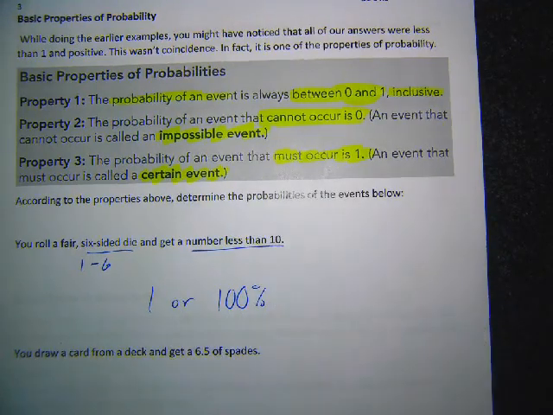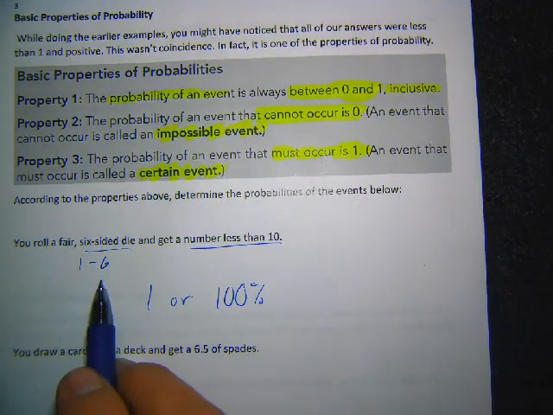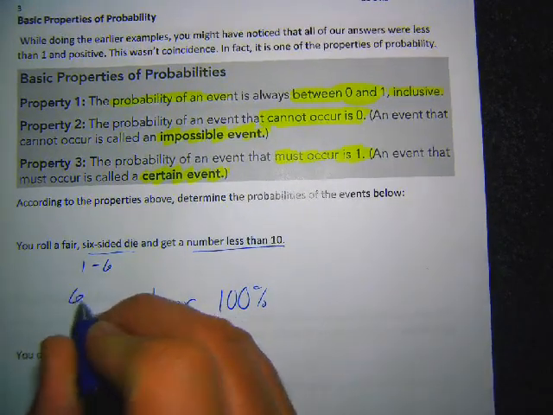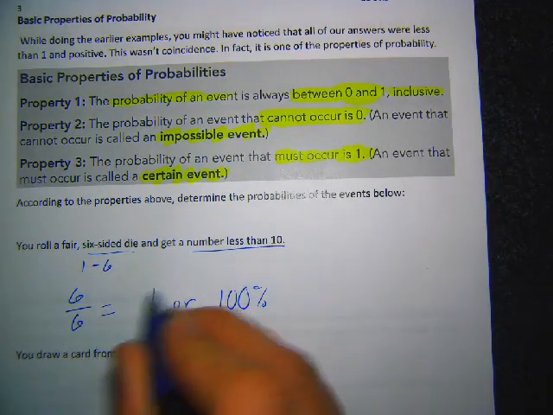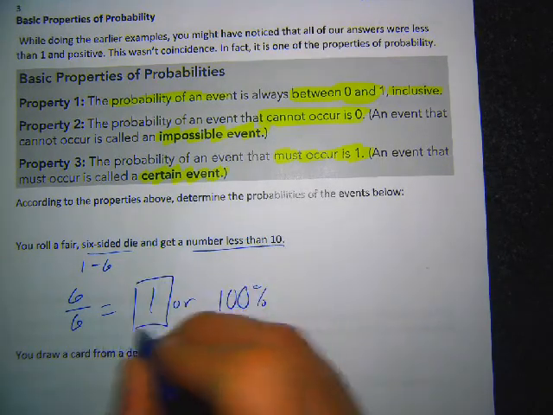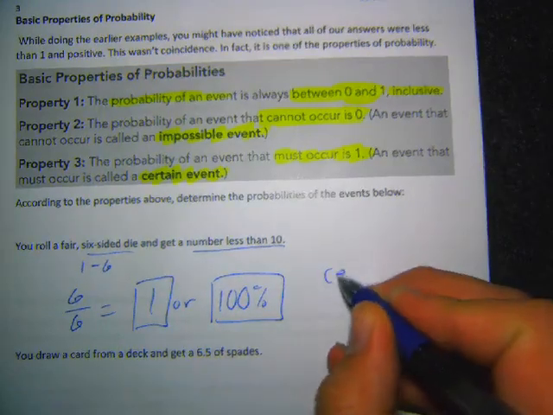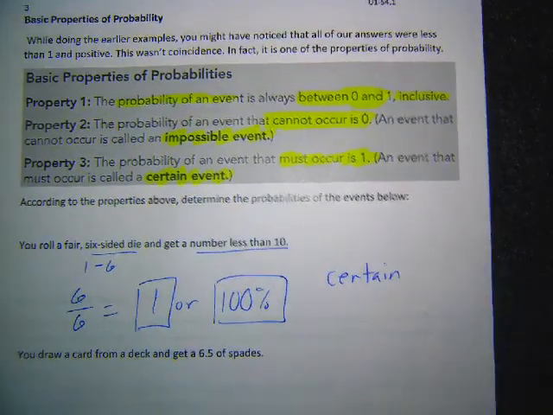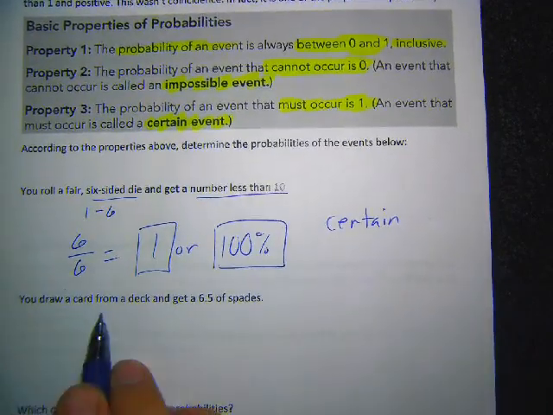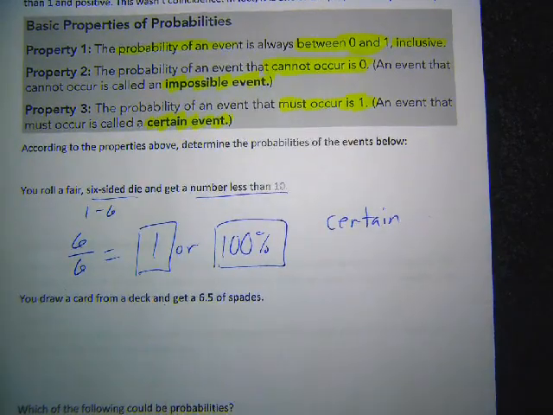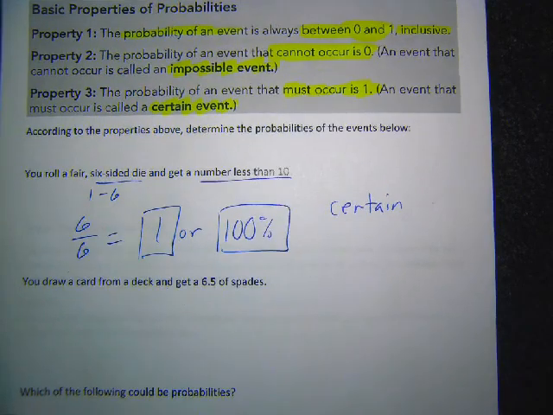This is the chances: all 6 sides out of the 6 sides possible. If you do good options, all 6 of them are good because they're less than 10, out of the 6 possible, so 6 over 6 gives me 1. So again, because it's certain, it's a 100% chance, or it's a 1. It's got to happen. We draw a card from a deck and get a 6.5 of spades. Well, there's no decimals or fractions in decks of cards.